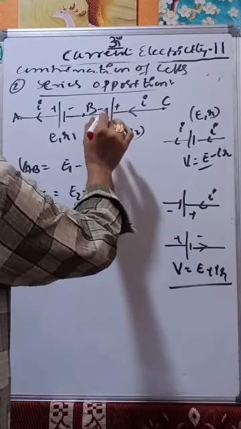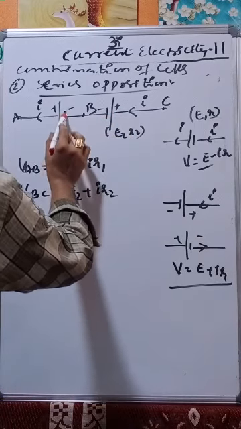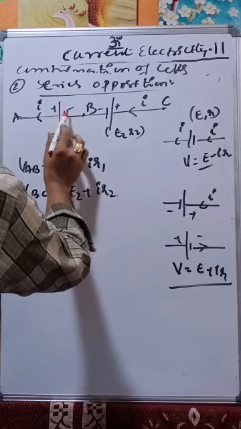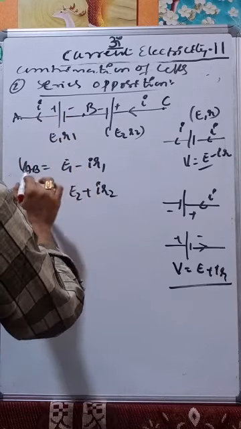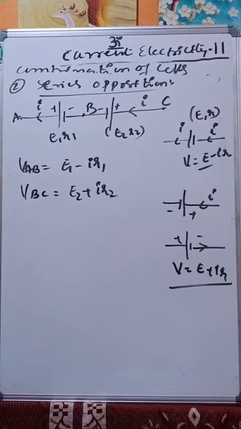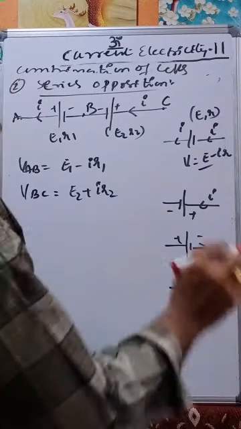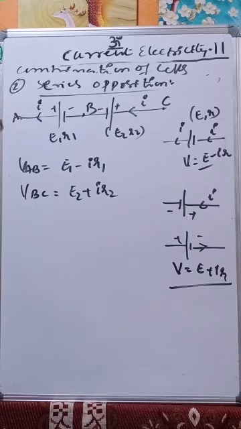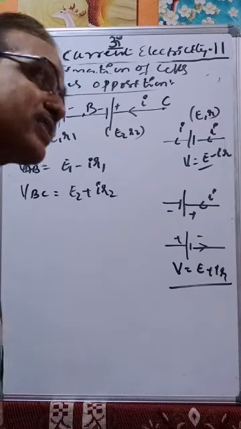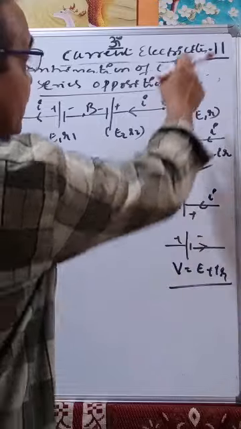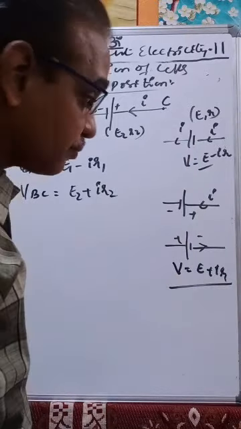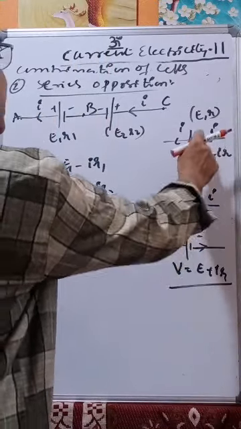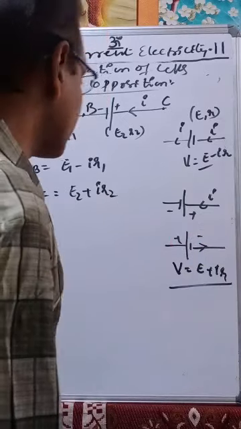Here these are the signs. If the current flows from negative to positive, cathode to anode, then VAB is equal to E1 minus IR1. If it flows from positive to negative, anode to cathode, then VBC is equal to E2 plus IR2. The signs I have given were explained in class 10. This is a discharging case, this is a charging case.